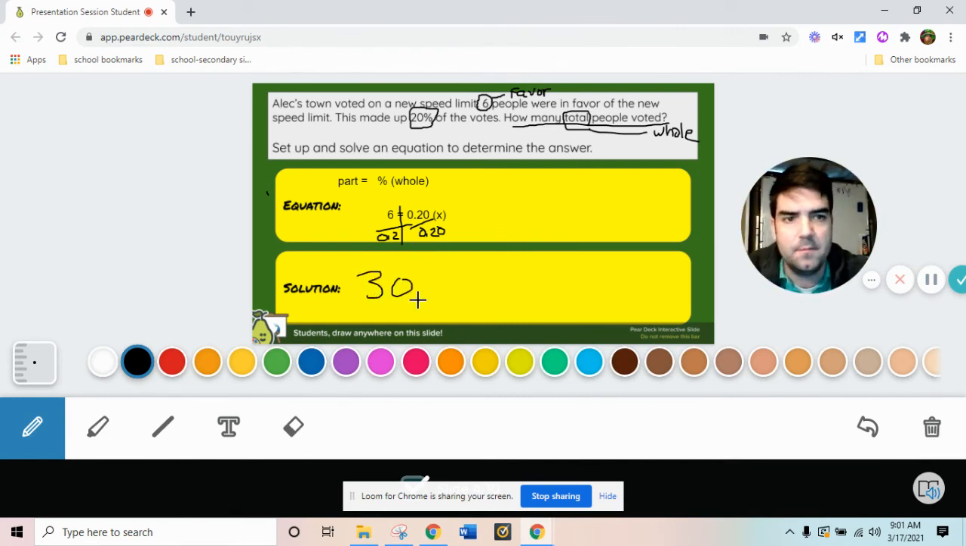30 what? 30 palm trees, $30, 30 what? Total people voted. My T looks a little odd over here, so let's make that better. Total T. There we go.